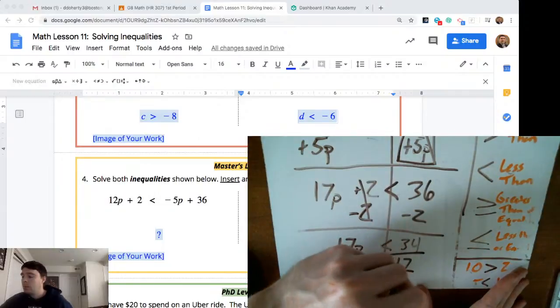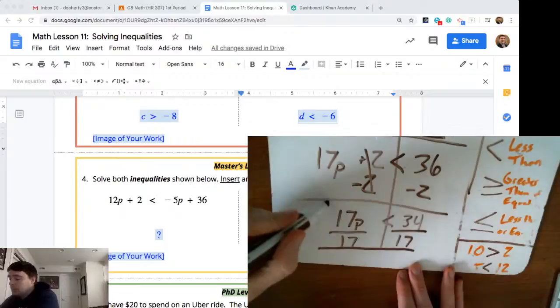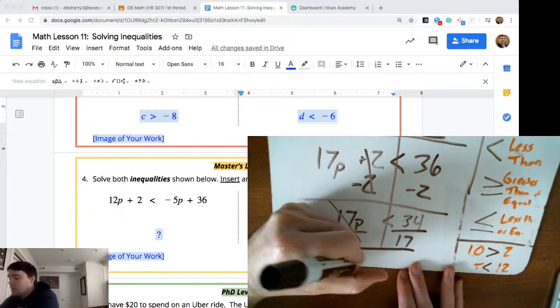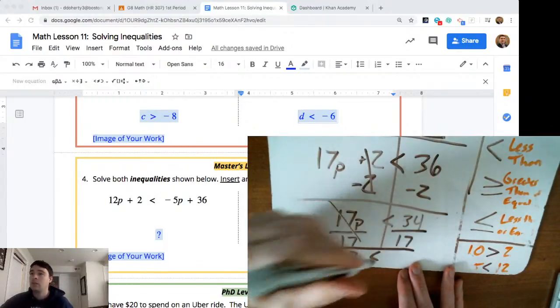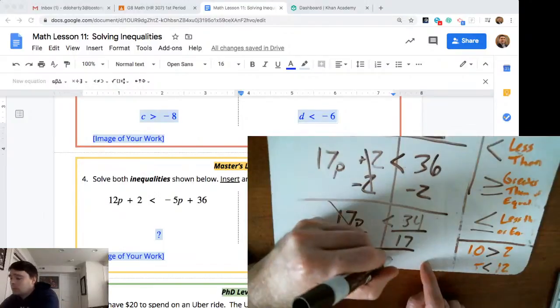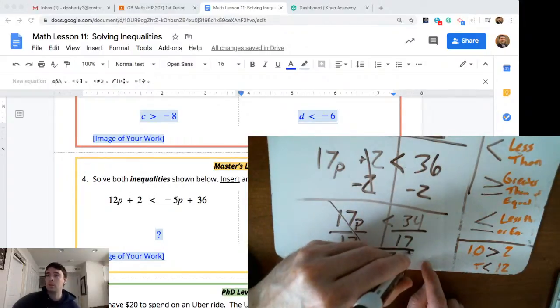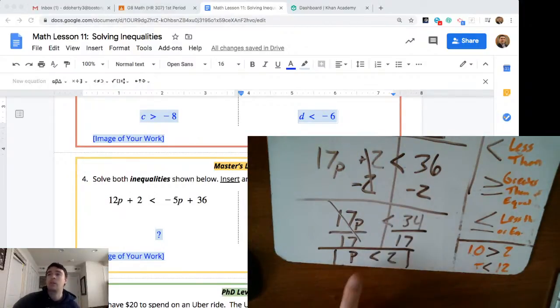We're running out of room here, but we'll squeeze it at the bottom. These cancel out, so we have p is less than whatever 34 divided by 17 makes. That makes 2, luckily, or not luckily, but that made a whole number here. So we don't have any additional work to do if we get a whole number there. P is less than 2.